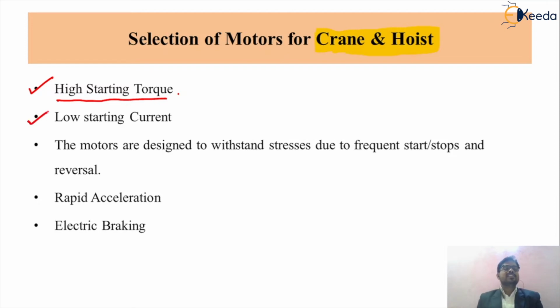Then the second selection criterion is low starting current, because obviously while we are dealing with high starting torque capability, depending upon the torque and current characteristics, the motor should possess a low starting current. So this is the second important selection criterion while selecting a motor for a crane and hoist.